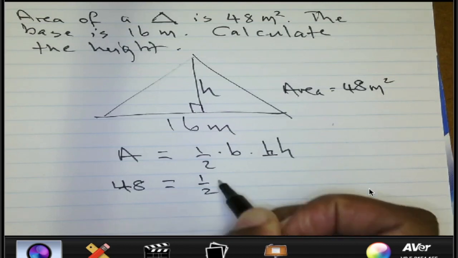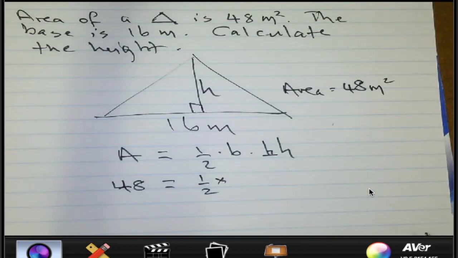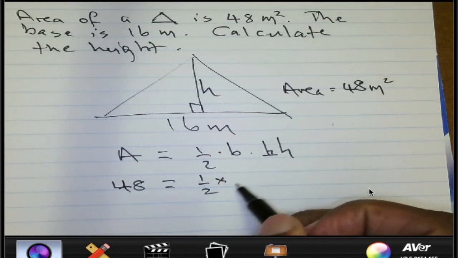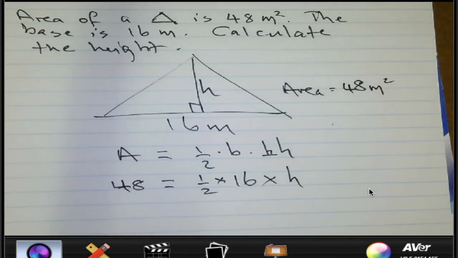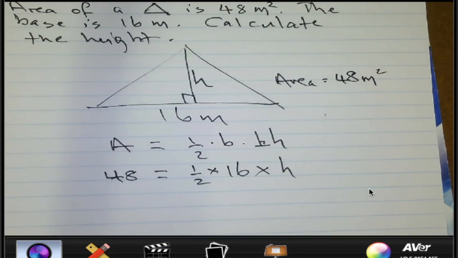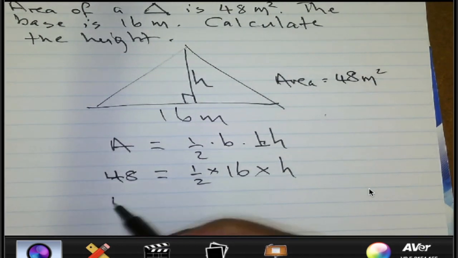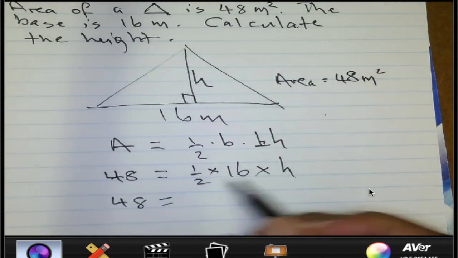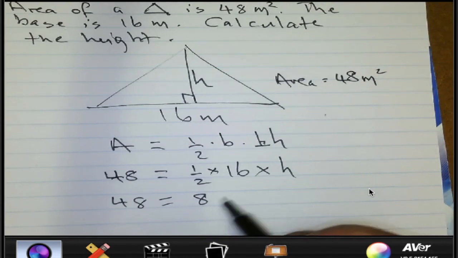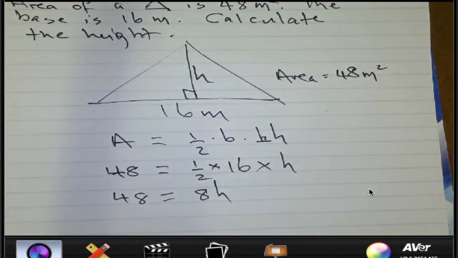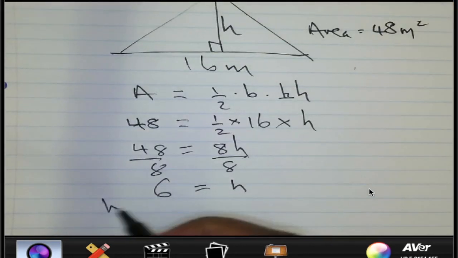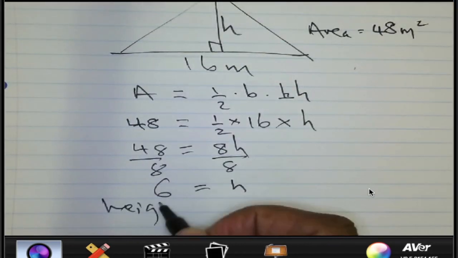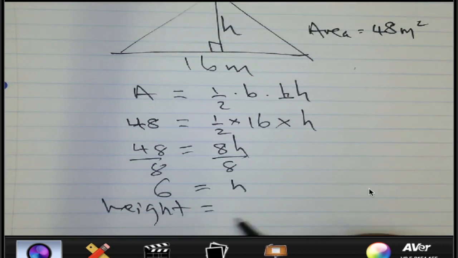Half will stay half. Do we know the base? What is the base? The base is 16. And the perpendicular height is what we are looking for, right? So you see, you end up solving a simple equation like that. Now this one in particular, you can just simplify. Half of 16 is 8. So that is 8h. Then divide by 8 on both sides. All right, so then you answer the question. They asked you to find the height. Therefore, the height is equal to 6 meters.